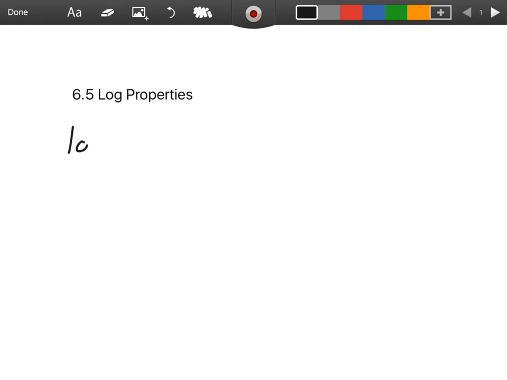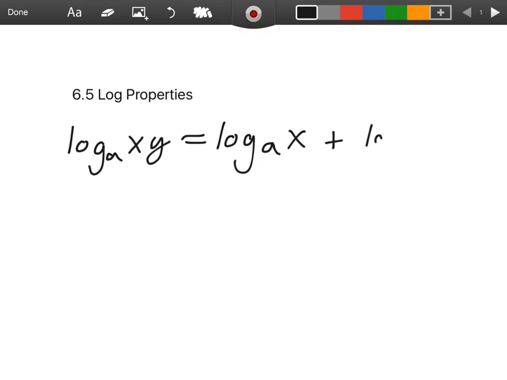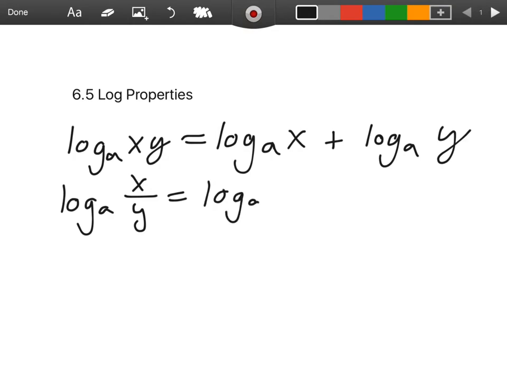They're pretty straightforward. If you have log base A of two numbers multiplied together, we can split that up into log base A of x plus log base A of y. If they're multiplied, then we add the two logs. And so, similarly, if we have division, we subtract.